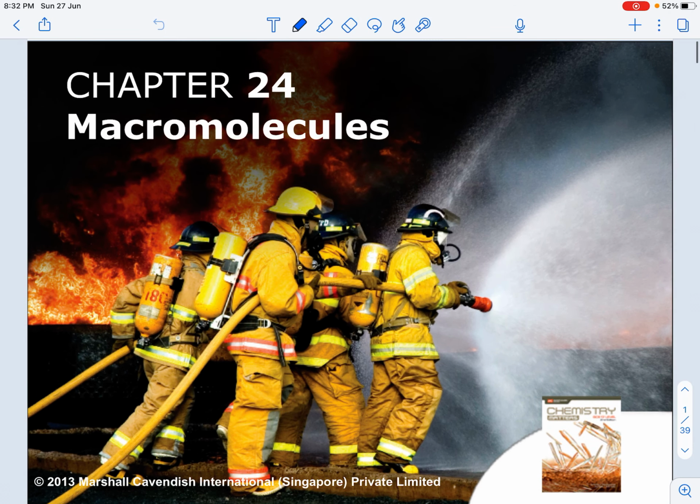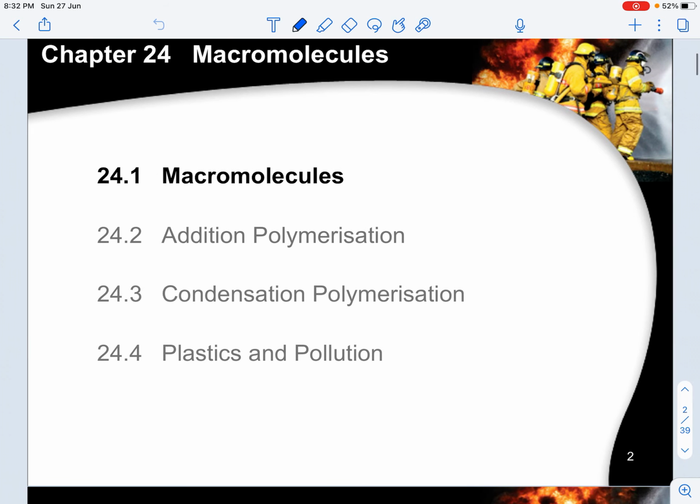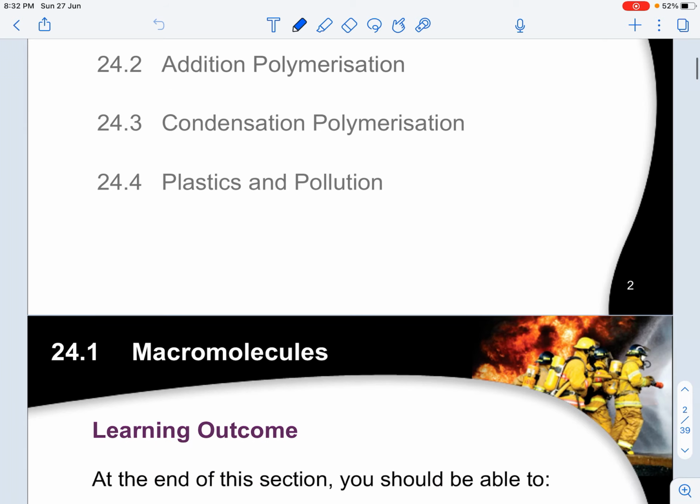Okay, so for macromolecules, when we look at macromolecules, we are looking at very, very large molecules. How large is large? We are looking at maybe 10, 20, 30 molecules, and how we actually see it is usually represented with a bracket and a subscript n at the bottom to represent the number of times the molecules actually repeat. Okay, and there's two ways to actually create the molecules. It's either through addition polymerization or condensation polymerization.